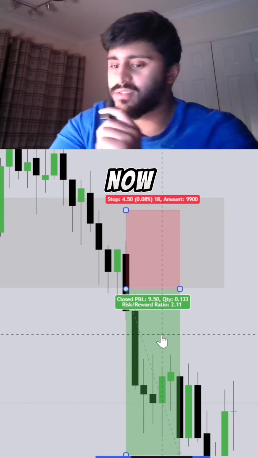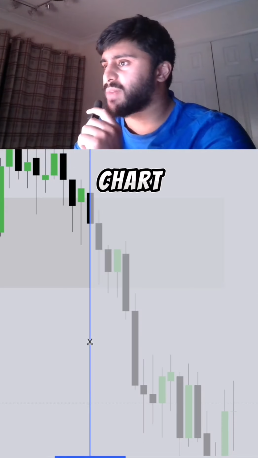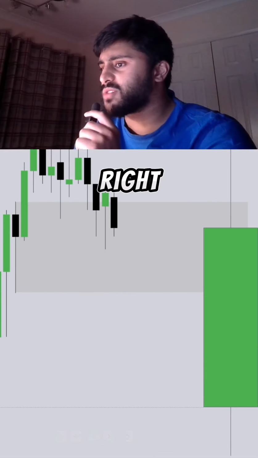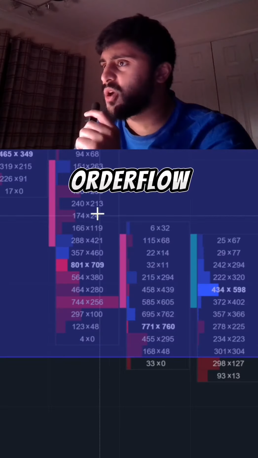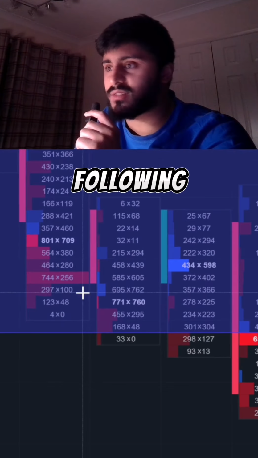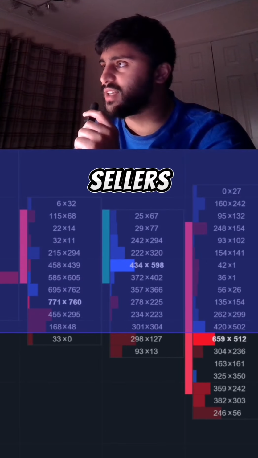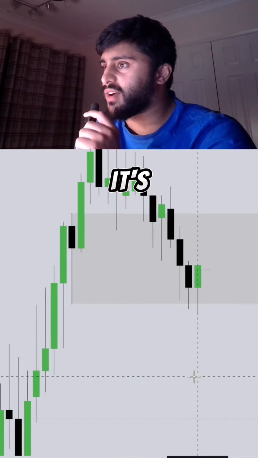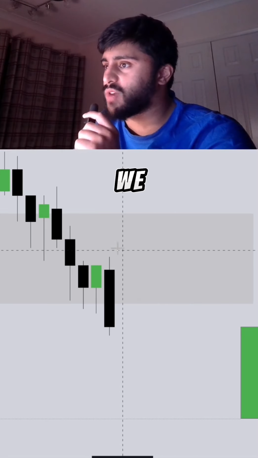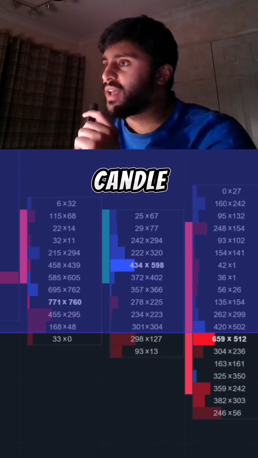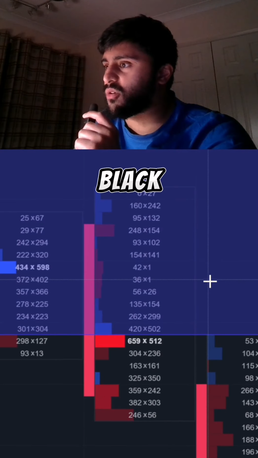Now from here, when we go back to the regular candlestick chart, let's just play price back and see what we end up getting. The candlesticks itself don't really show us anything. But when we go to the order flow footprint charts, we can see price following through with aggressive sellers and aggressive sellers. Now for me, it's very interesting when we understand this candle over here. So we had a green candle and then we had a red candle, or a black candle in this case. Now let's take a look at this black candle in a lot of detail.